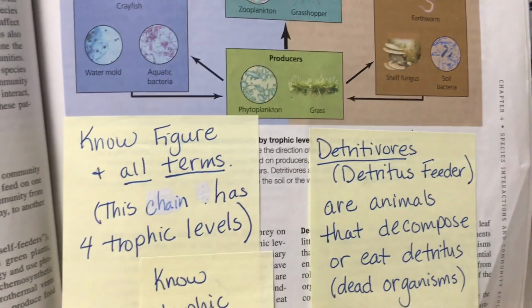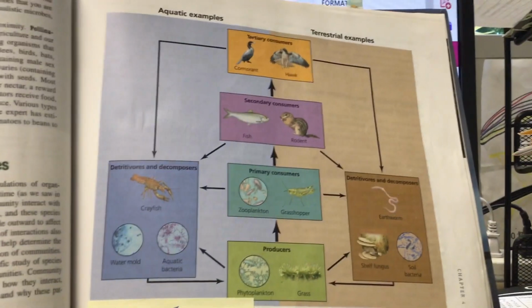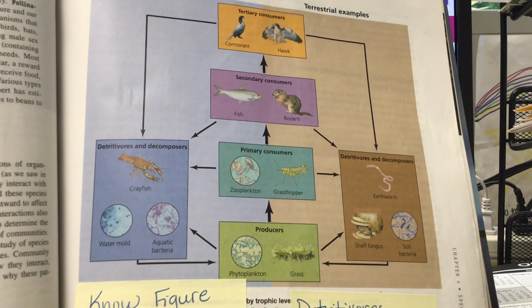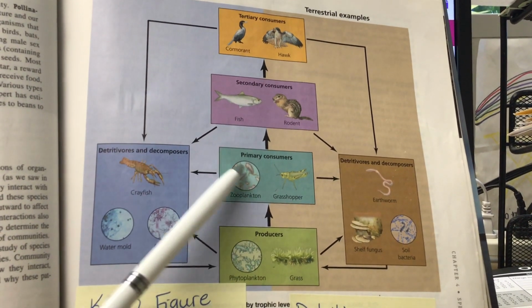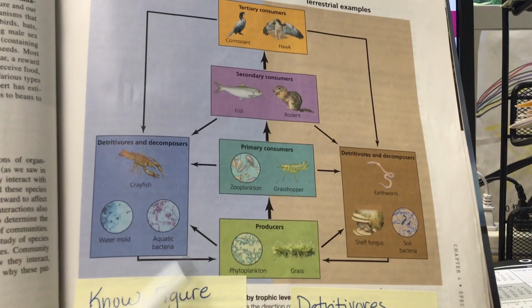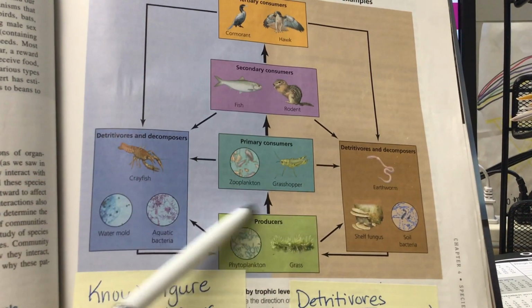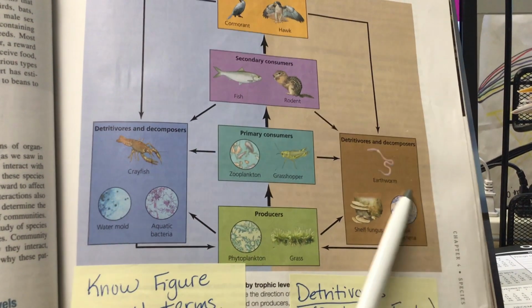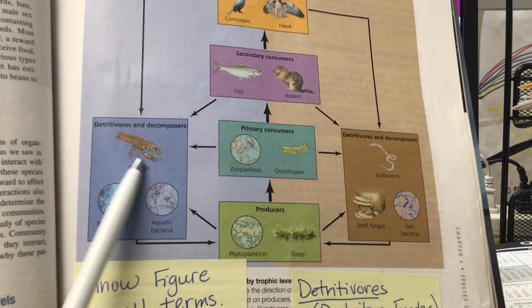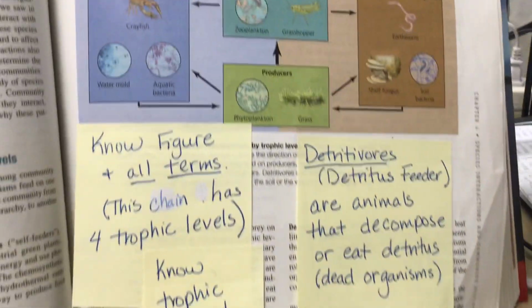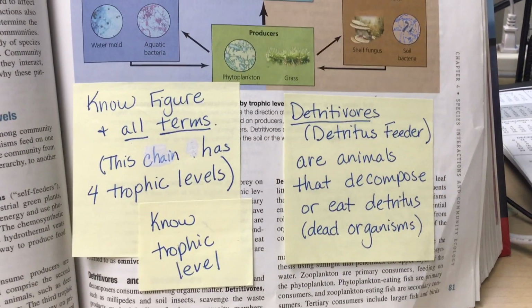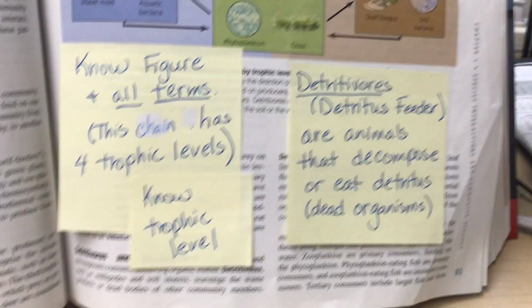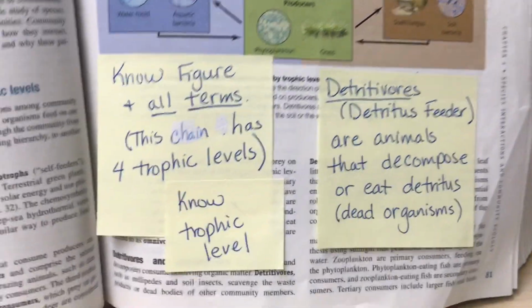Okay, over here on page 81, so here's an example of a food chain and sort of a food web. So you go from producers to primary consumers, secondary consumers, tertiary consumers. But then when things die, they're either decomposed by detritivores or decomposers. So a detritivore is an animal that decomposes, and a regular decomposer is a microorganism like bacteria, mold, fungus, things like that.